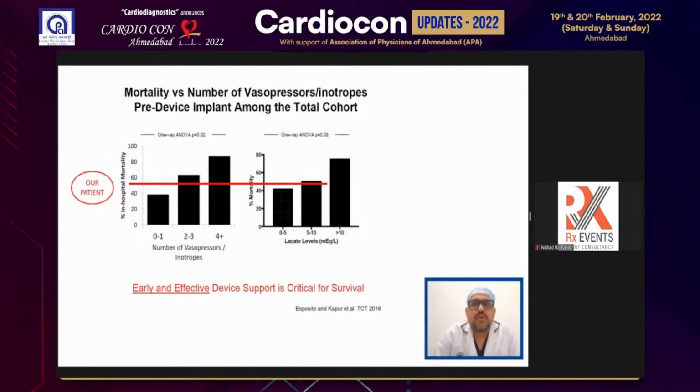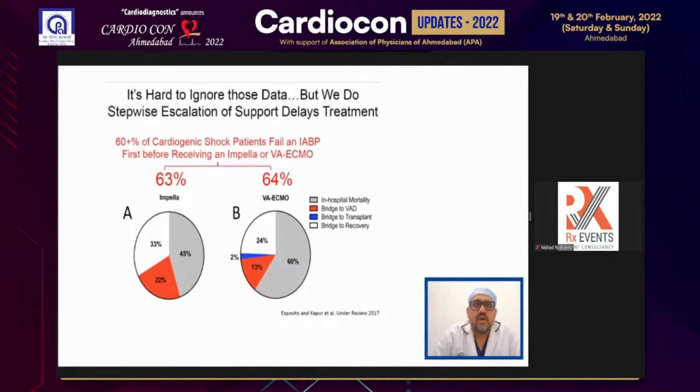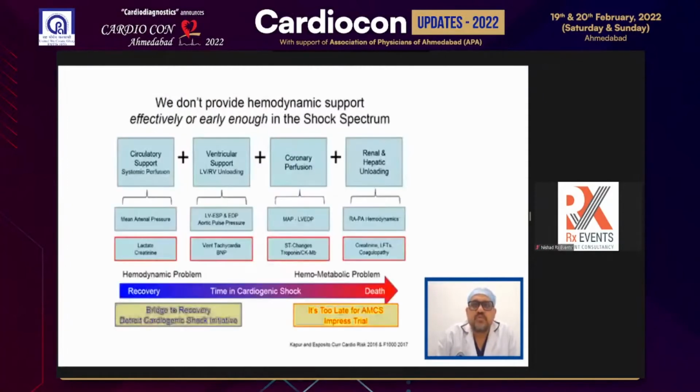So as we can see, both the number of vasopressors and lactate levels correlate directly with mortality. Our patient already has in-hospital mortality approaching 60%, as denoted by this red line. Also, stepwise escalation of support delays treatment, and almost 65% of cardiogenic shock patients receive Impella or ECMO only after failing IABP. So we have to intervene before the hemodynamic problem becomes a hemometabolic problem.